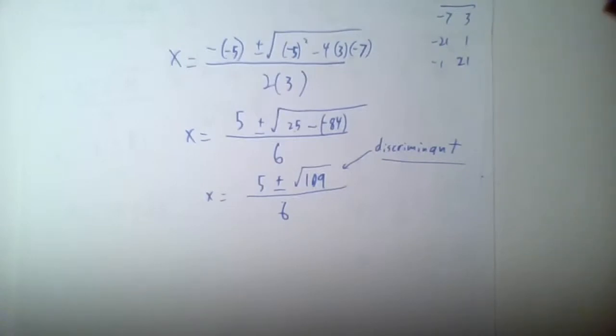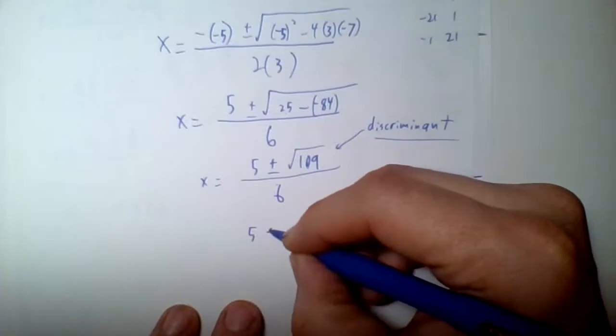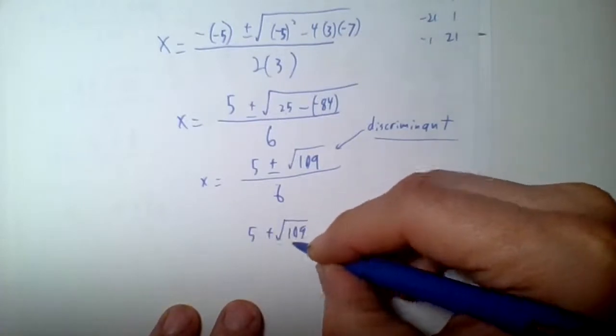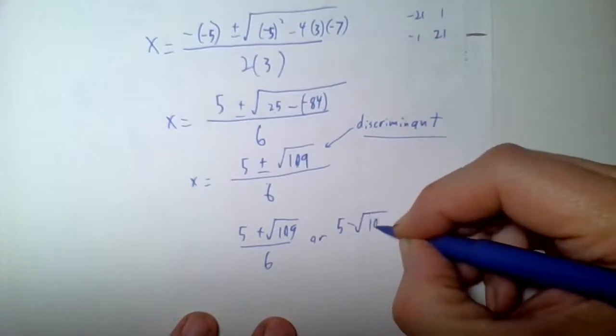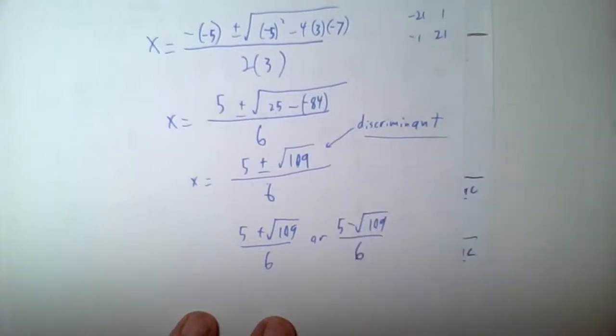In fact, 109 doesn't even have any perfect square factors. You can't take out a 4 or a 9 or a 25 or anything like that, so it doesn't even simplify any further. Those are your solutions, irrational numbers. 5 plus the square root of 109 over 6, or 5 minus the square root of 109 over 6.